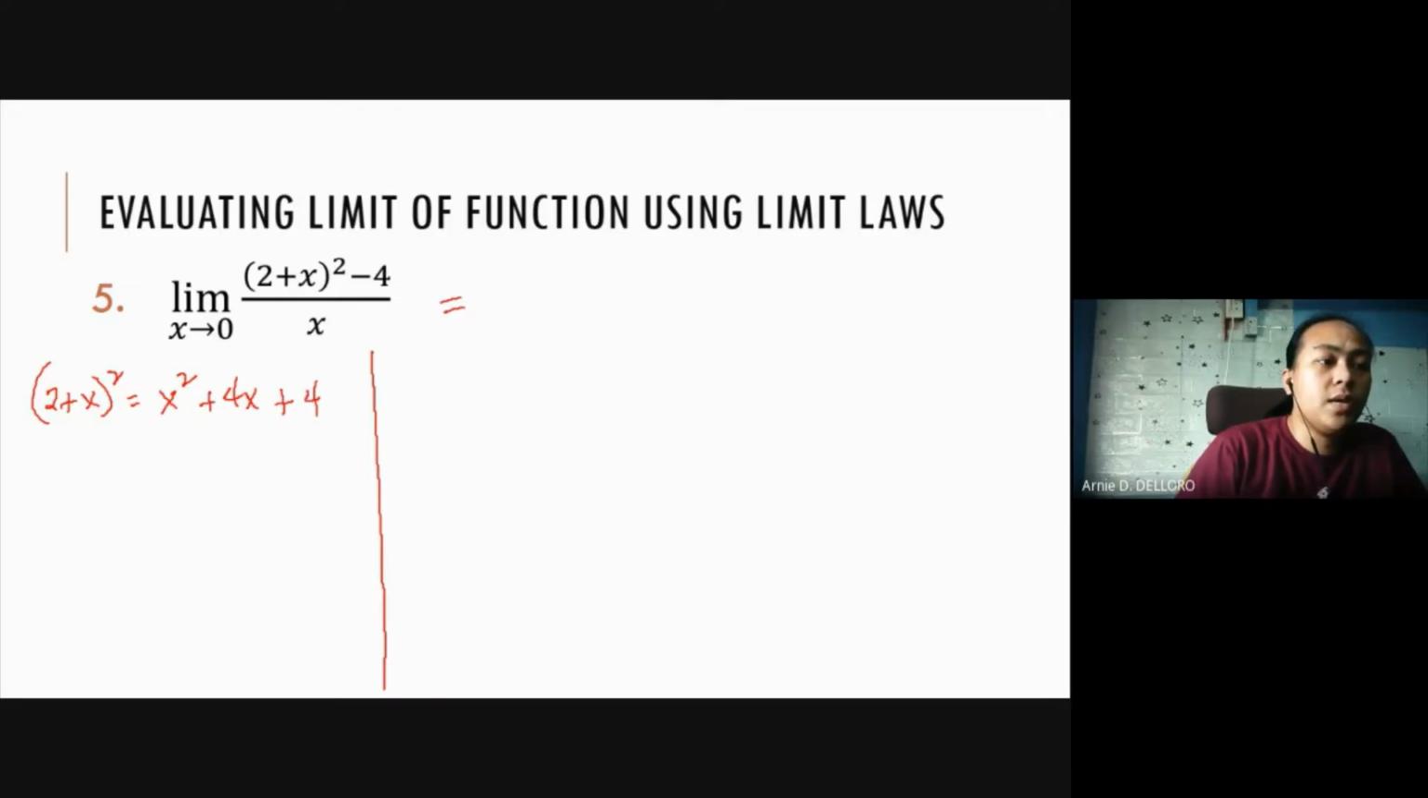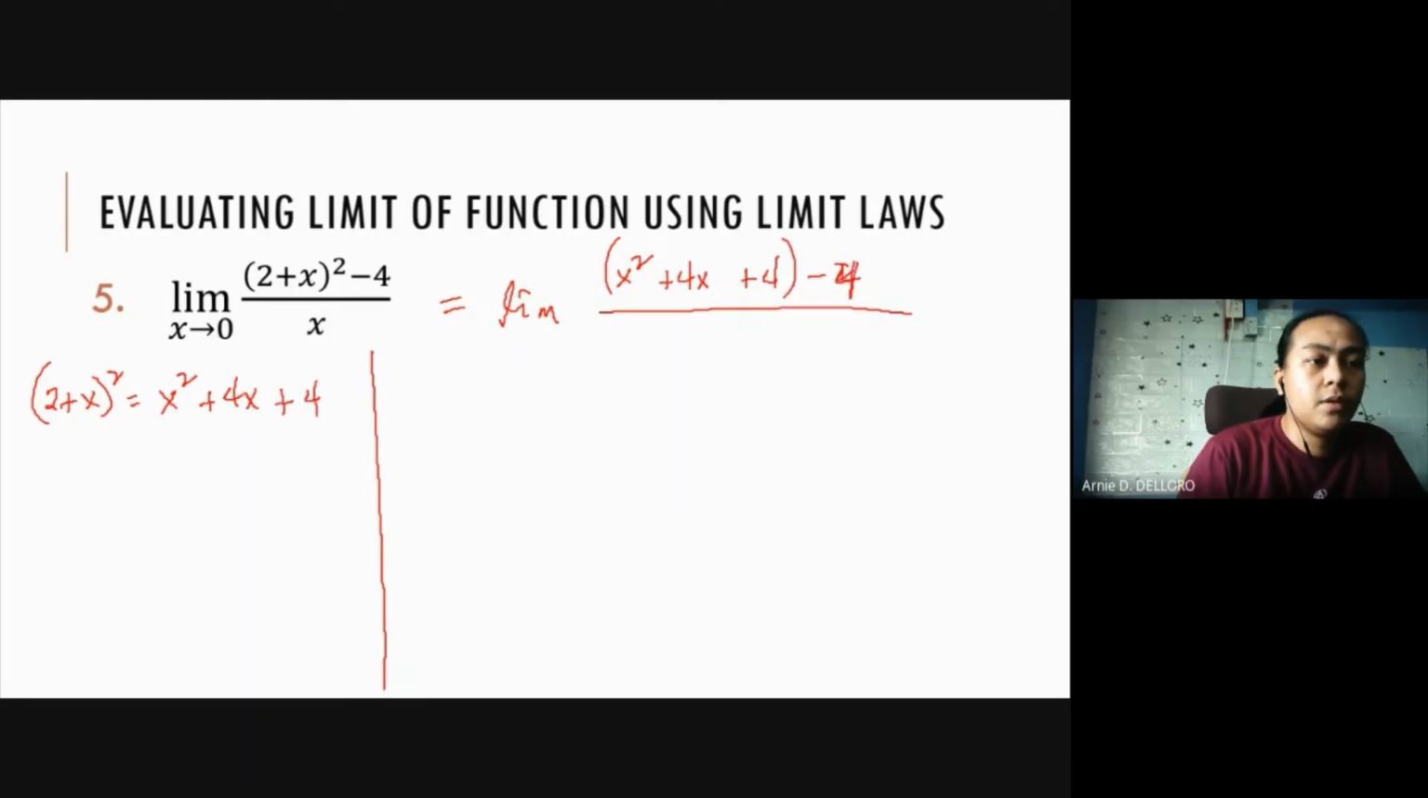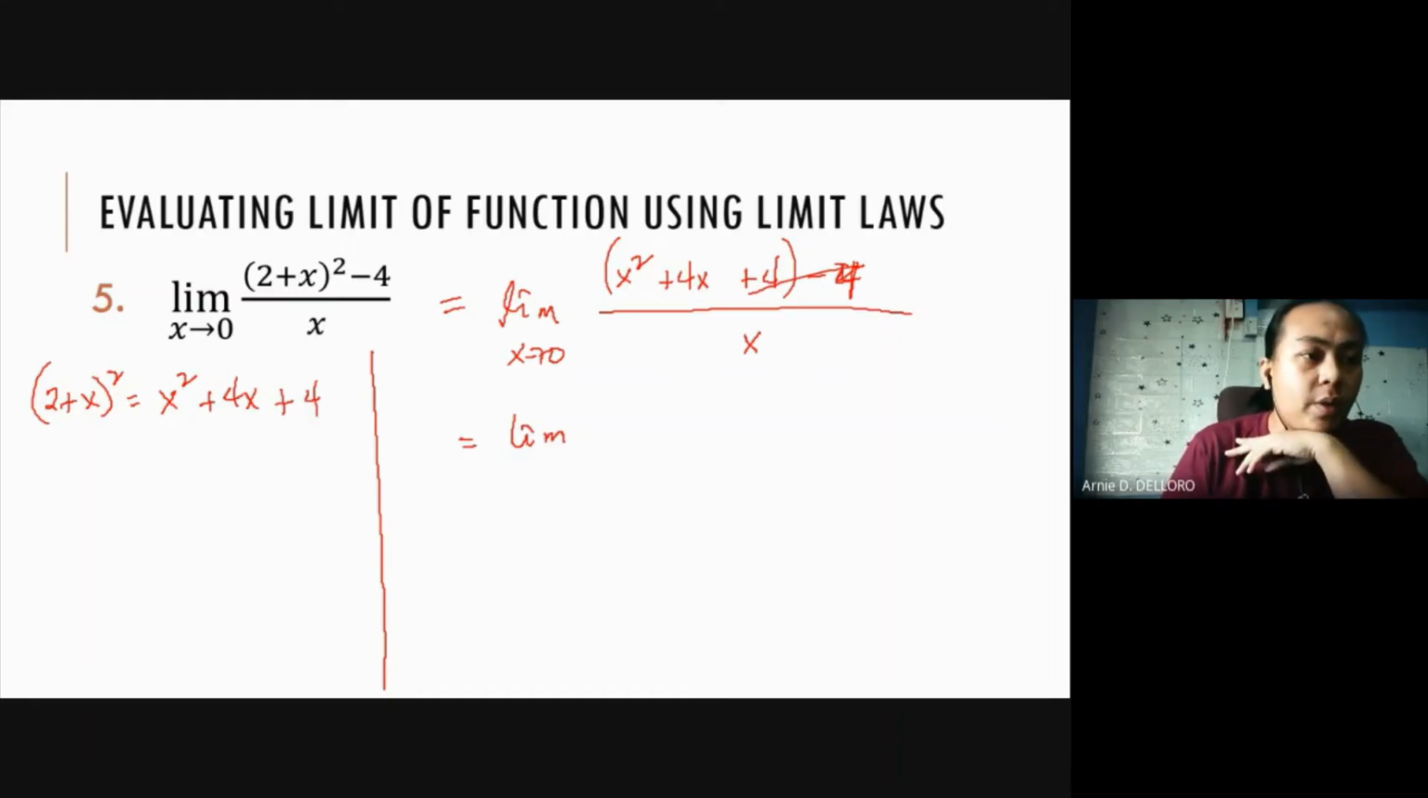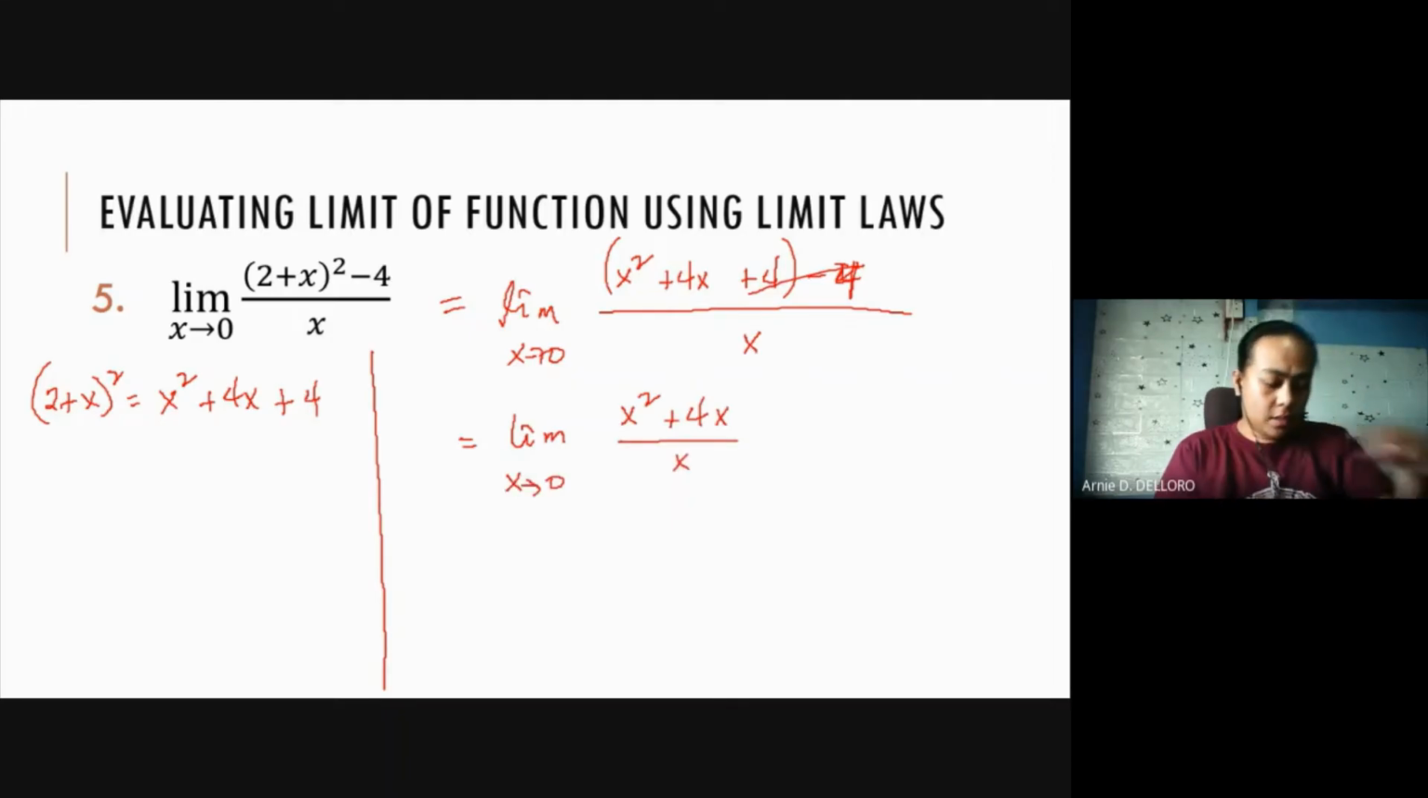So, pwede natin itong isulat as the limit of x squared plus 4x plus 4 minus 4, lagay natin sa parentheses para hindi malito, plus 4 all over x. Di ba ito plus 4 minus 4, di ba makakancel yan? Ang matitira ay yung limit ng x squared plus 4x over x as x approaches 0.